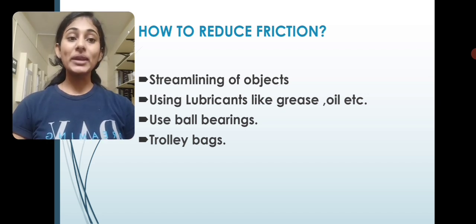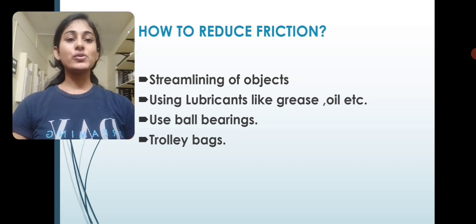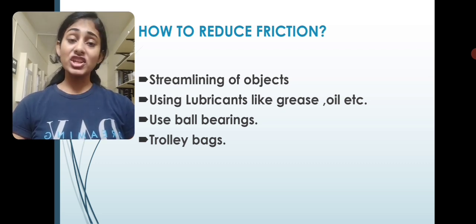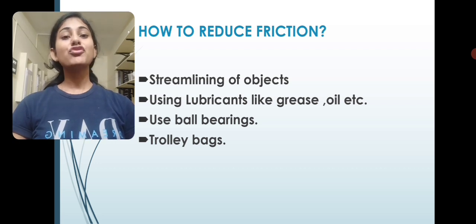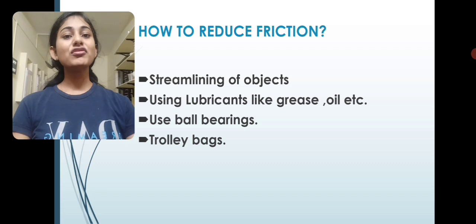Similarly, we can use lubricants like grease, oil, etc. to reduce the friction between machines. And also ball bearings and trolley bags can be used. This all reduces friction. So today we learned about friction, the different types of friction and examples of friction.